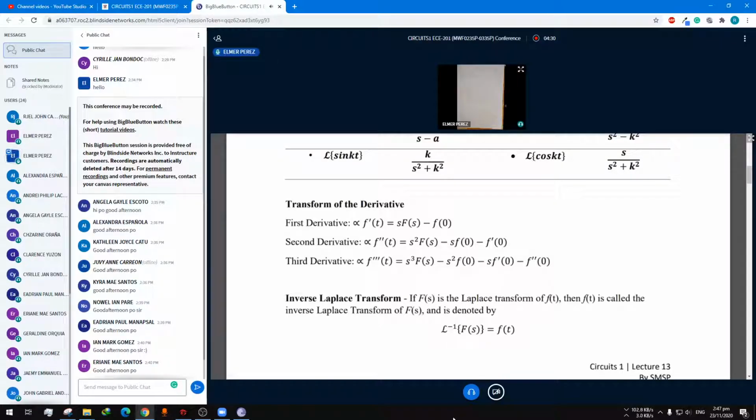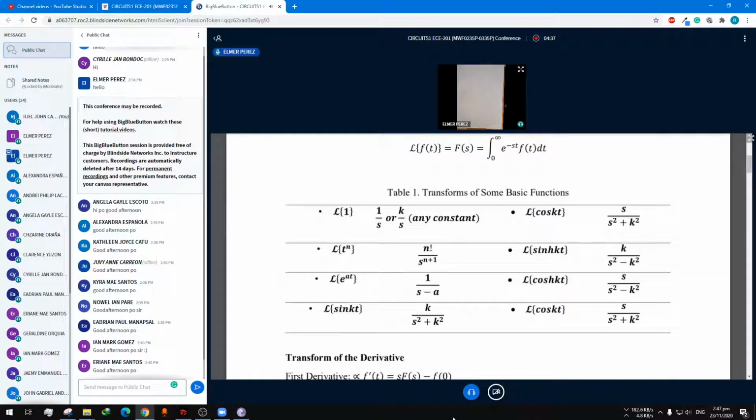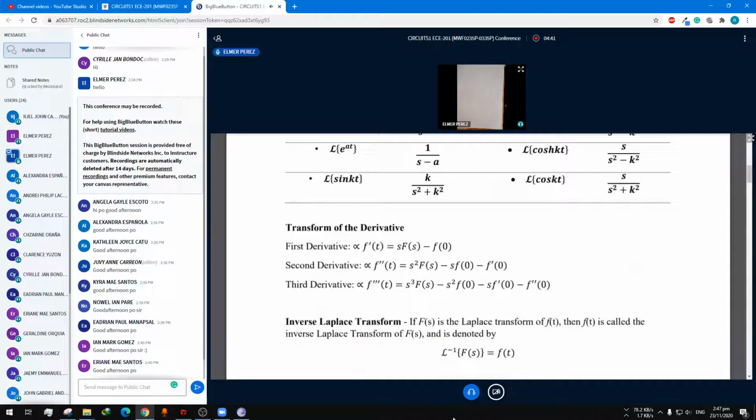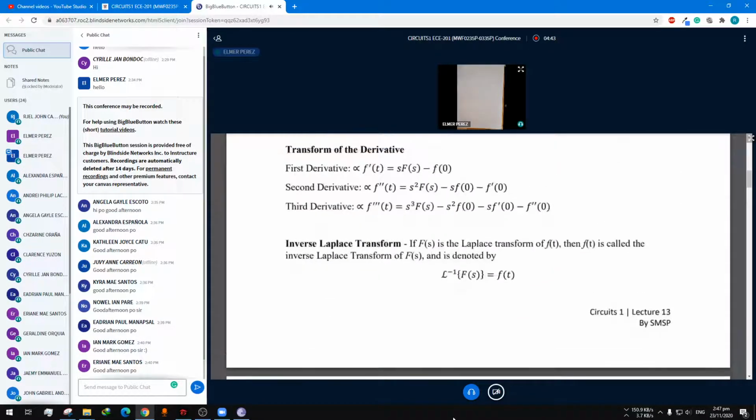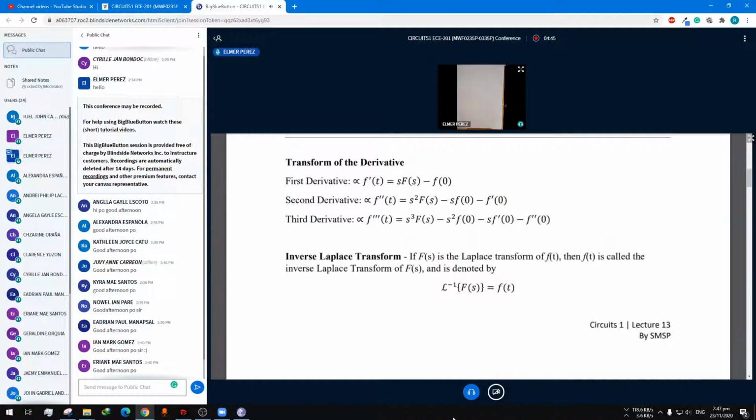So yung transform of the derivative, ang gagawin lang natin ay yung mga yun sa table. So kung nakita nyo yan, we can apply them directly, and then yun sa derivatives. Okay, what if given naman is yung sa in terms of s. So if F of s is the Laplace transform of f of t, then f of t is called the inverse Laplace transform of F of s. And it is denoted by, ayan.